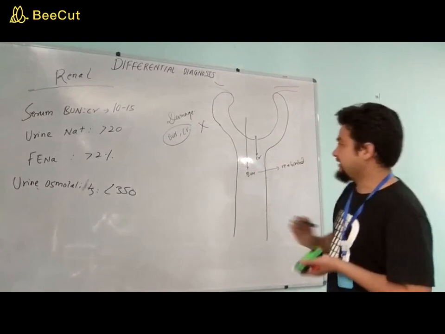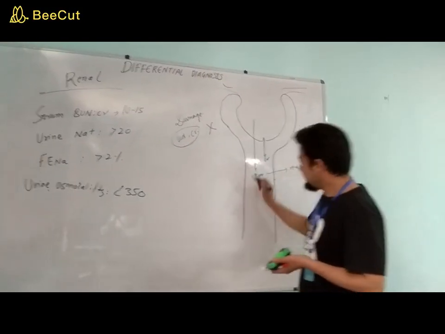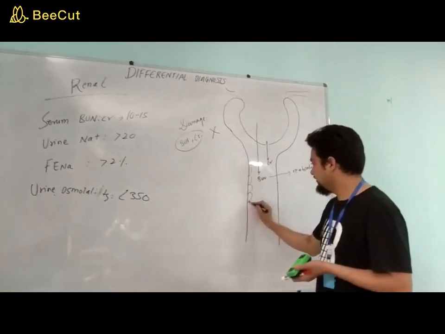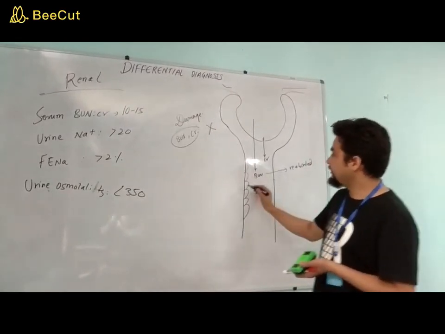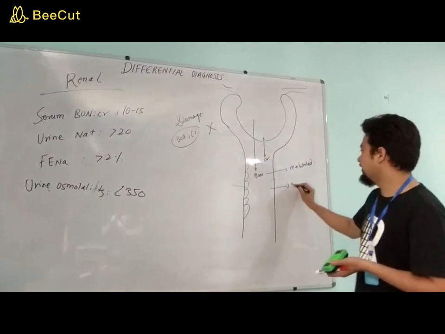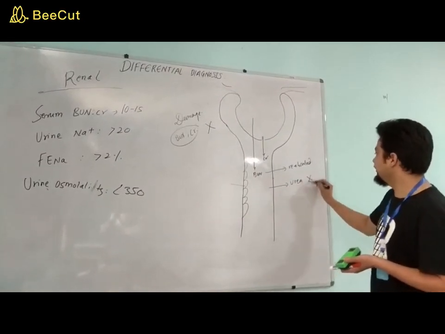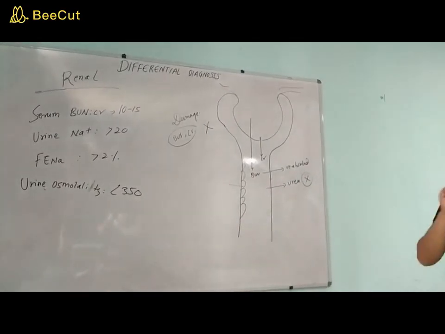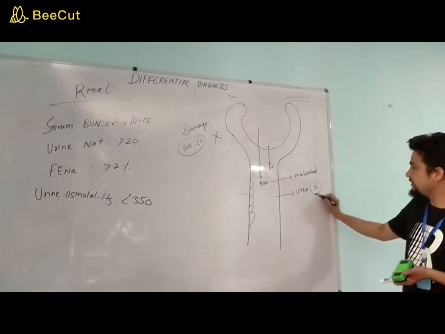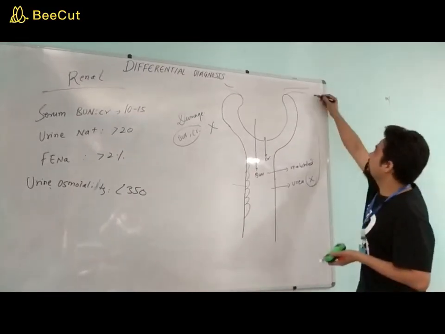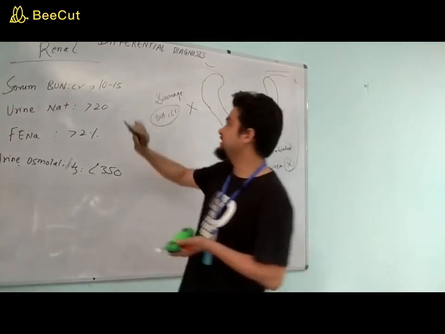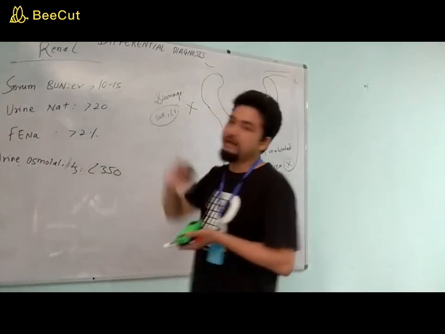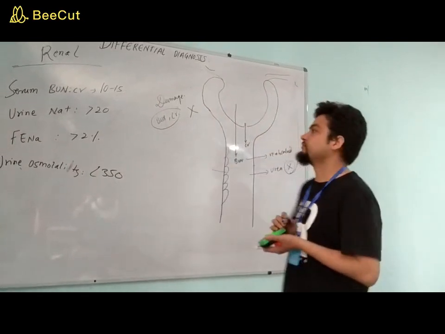The other point is that if there is damage in the interstitium or tubular cells, there will be no reabsorption of urea or BUN. No reabsorption of urea means no more urea going back into the blood, and ultimately the ratio will decrease or shift toward 10 to 15.